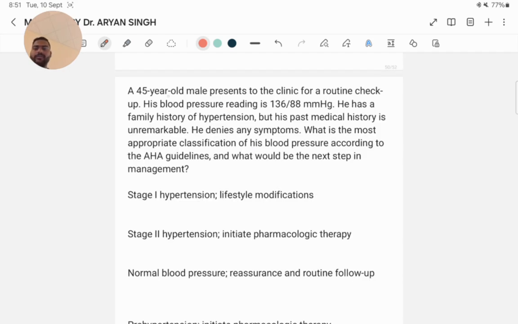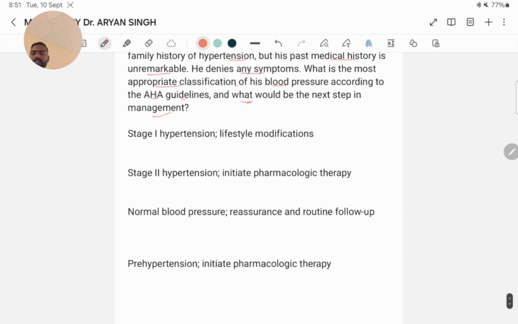Next question. A 45-year-old male presents to the clinic for a routine checkup. His blood pressure reading is 136 by 88 mmHg. He has a family history of hypertension, but his past medical history is unremarkable. He denies any symptoms. What is the most appropriate classification of his blood pressure according to the AHA guidelines, and what should be the next step in management? Stage 1 hypertension, lifestyle modification. Correct option.